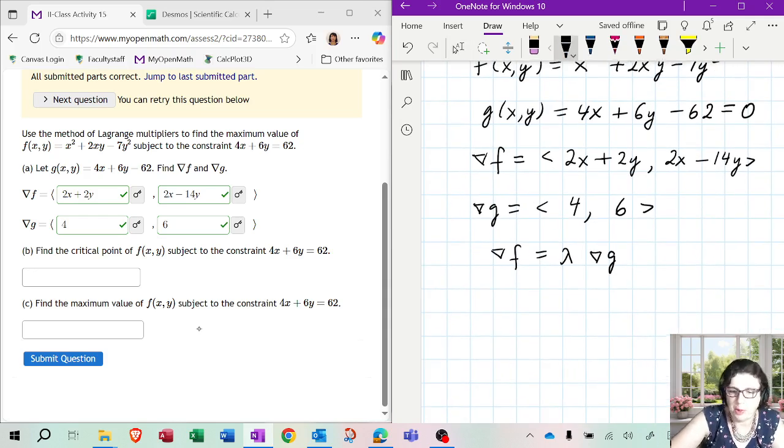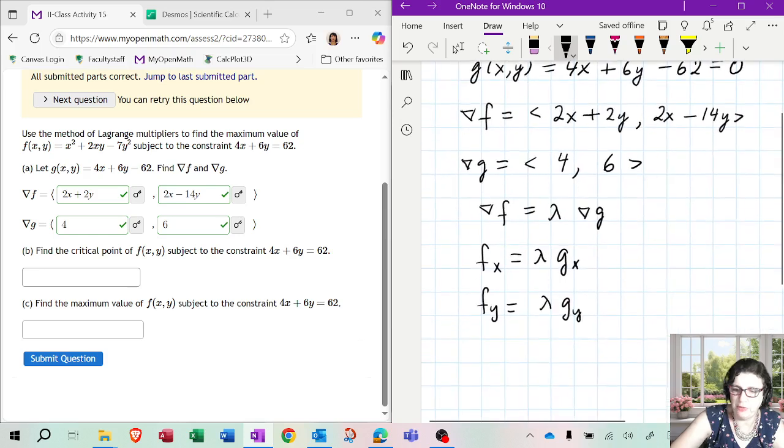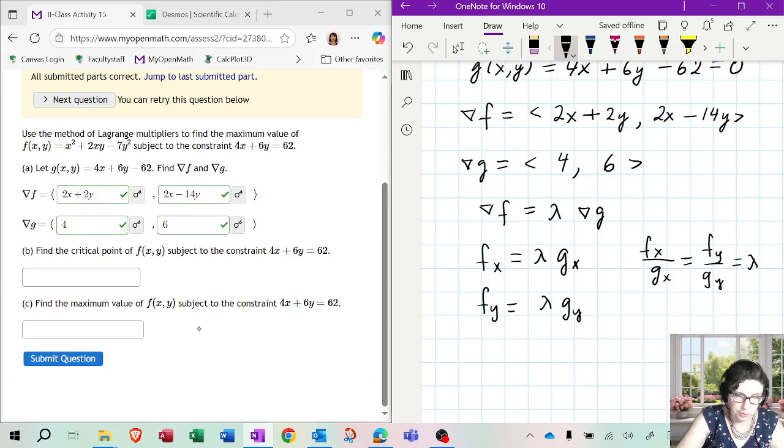When two vectors are proportionate to each other, that means that the x component of the first one is going to be lambda times the x component of the second one, and same thing for the y components. They're also going to be proportionate. So what you can do is just divide the first equation by gx and the second equation by gy, and they should be equal to the same number lambda.